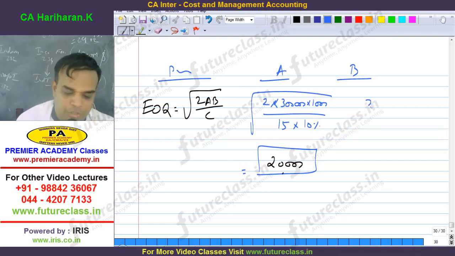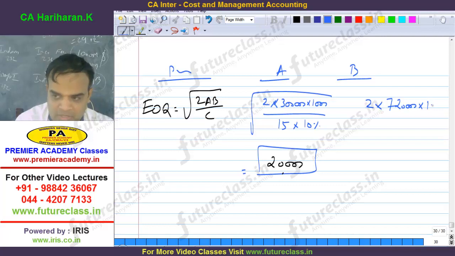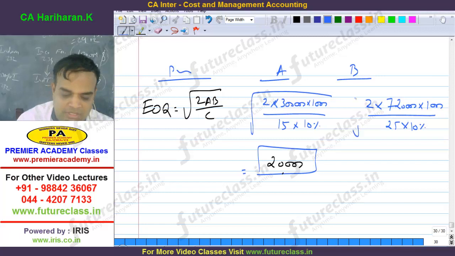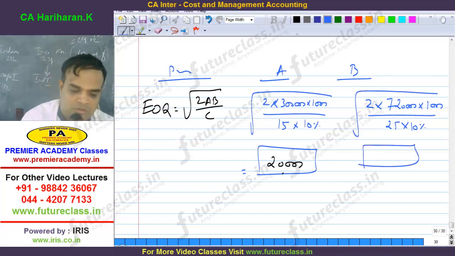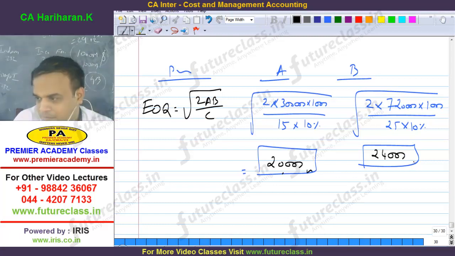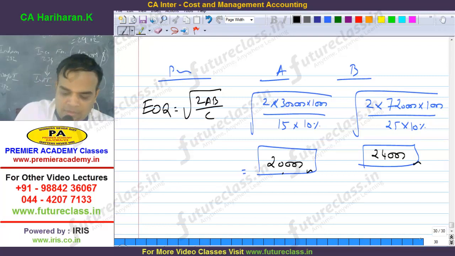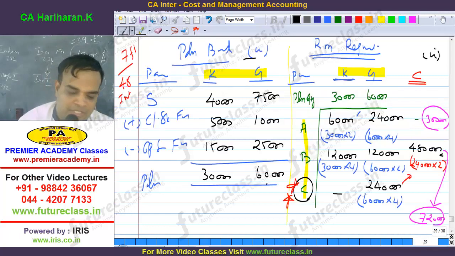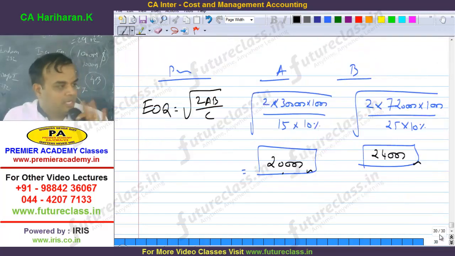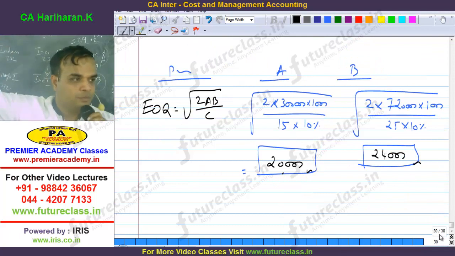Similarly, for B, 2 into 7 lakh 20,000 into 1,000 only, divided by 25 into 10%. Is it right? 24,000 units or kgs. Check it out. For raw material, units like kg, you got it properly. Here also units only. Right. Now, how many have understood EOQ?